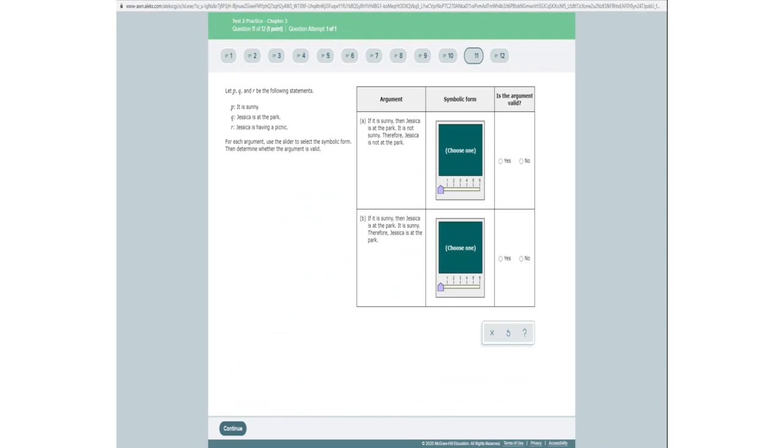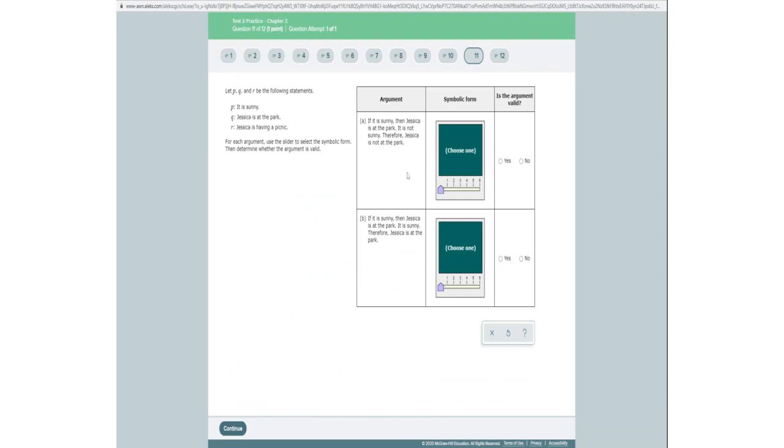This one's got three statements. P is it is sunny. Q is Jessica's at the park. R is Jessica is having a picnic. Okay, so here's the argument. If it is sunny, then Jessica is playing in the park. That's premise one. It is not sunny, therefore Jessica is not at the park.